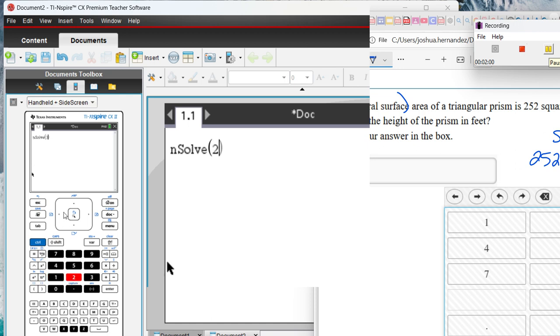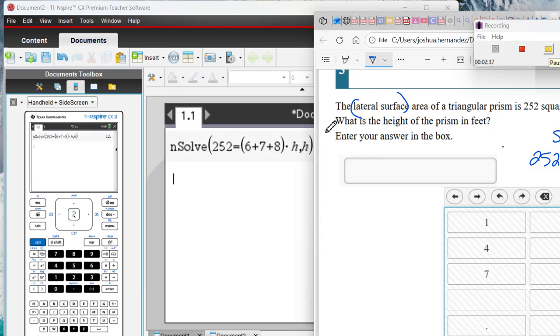So 252 is equal to the perimeter, which is the P over 6. We're going to put the parentheses around. So 6 plus 7 plus 8 times the height H. All right, that's it. Perimeter P H, and then comma H, and there it is, 12. That's not too bad. That's pretty easy.